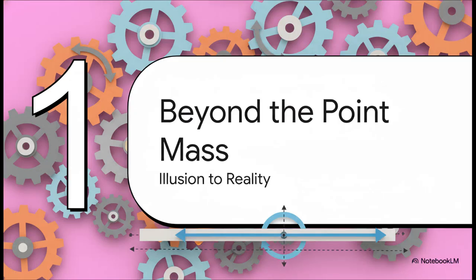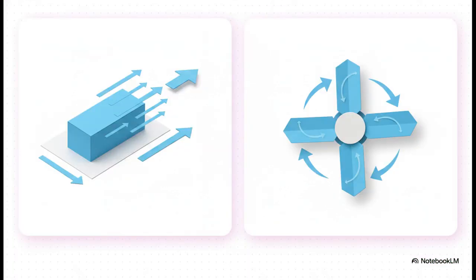Section 1, beyond the point mass, moving from the illusion to reality. We've got to first establish the really critical differences between translational motion and rotational motion. Okay, picture this. A sliding block only has pure translation, meaning literally every single point on that block is moving with the exact same velocity at any given instant.